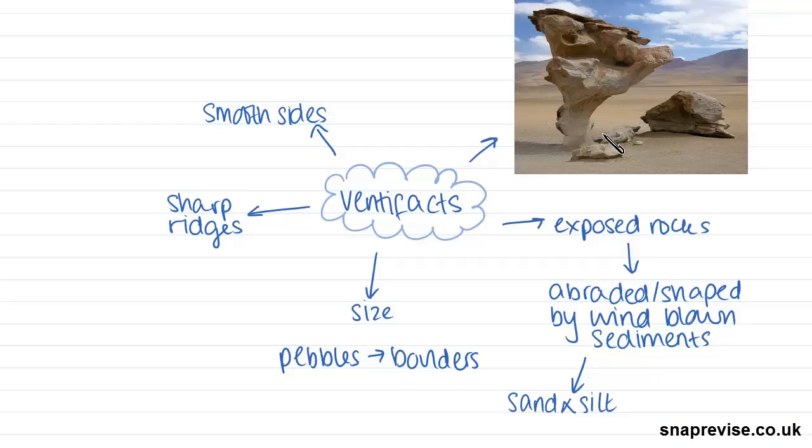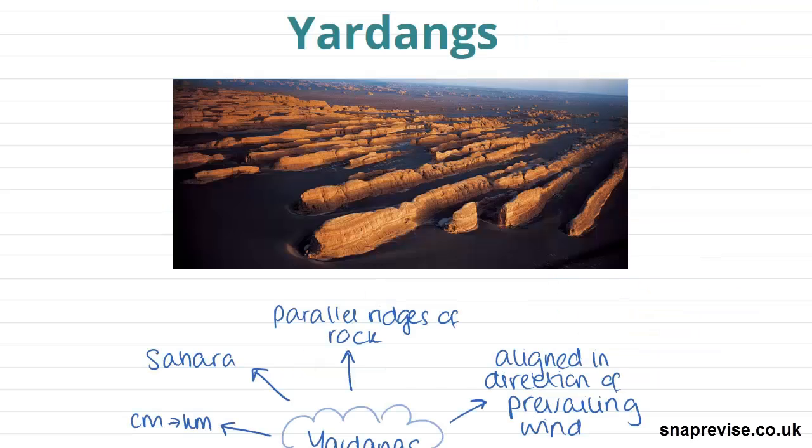But we're going to look at a similar landform later on, and it's important to be able to distinguish between them. So these smooth sides and sharp ridges are what really define what Ventifacts are. As we'll see later, there are some similar looking landforms, but we need to be able to distinguish between them.